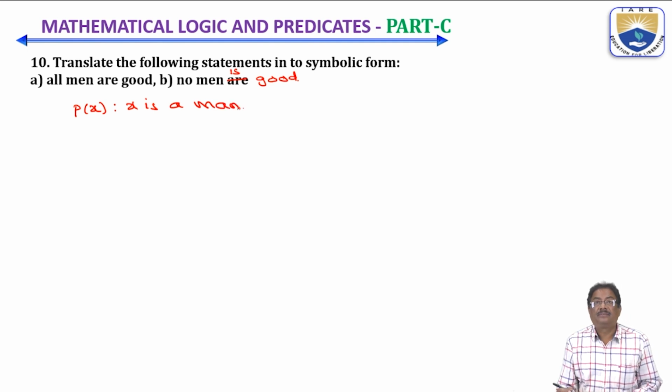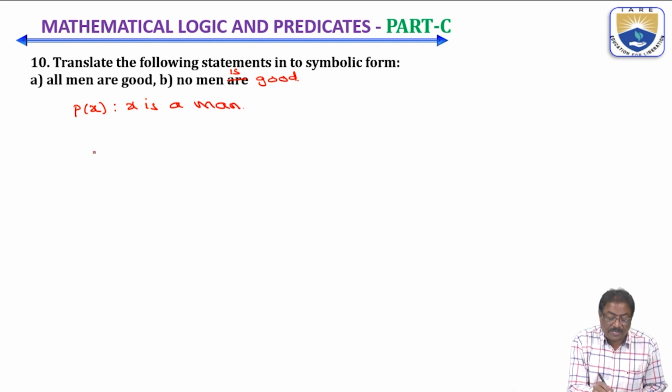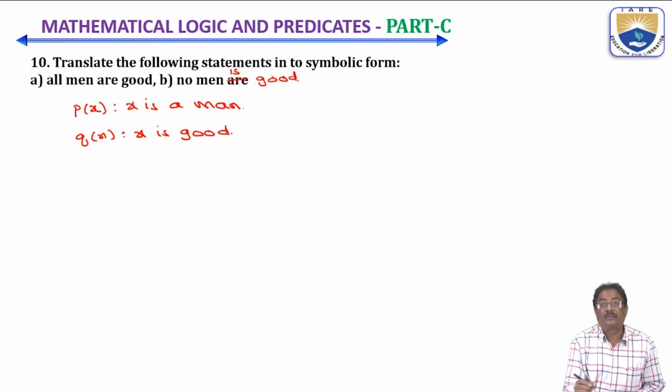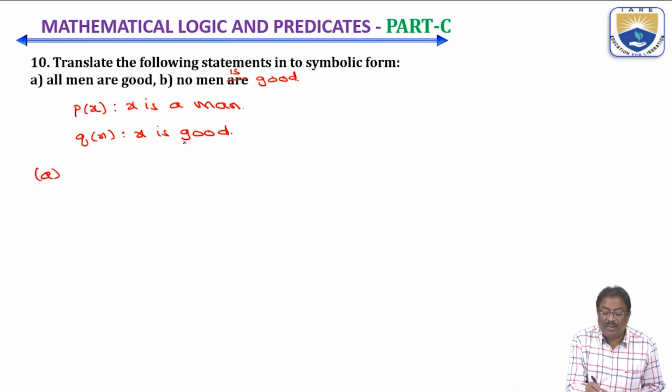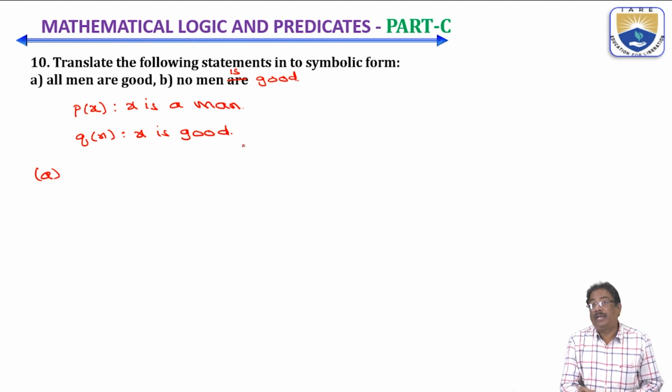X is a man. Then we are going to take another predicate, let us say Q of X, so X is good. Now A, we are going to write for all men. That means for every x, see here, x is a man and x is good.